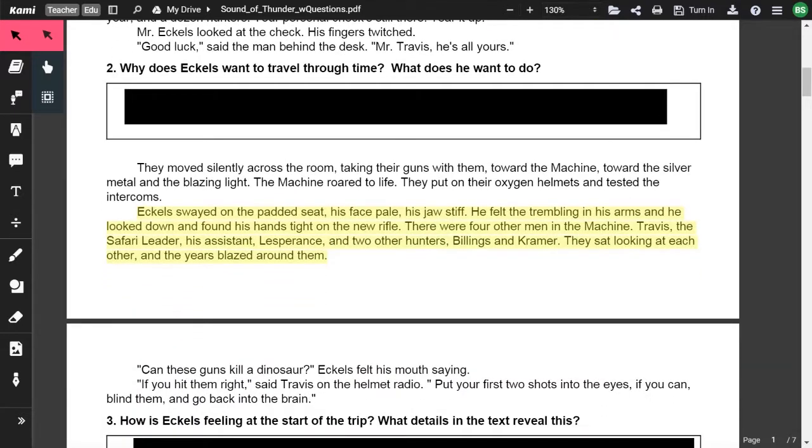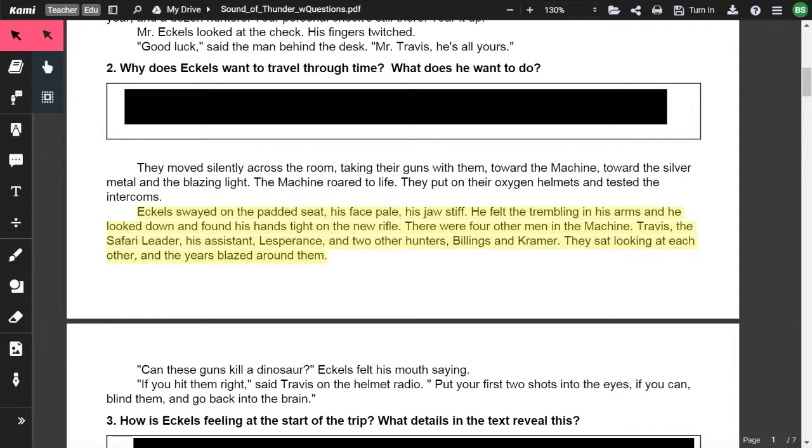They moved silently across the room, taking their guns with them toward the machine, towards the silver metal and the blazing light. The machine roared to life. They put on their oxygen helmets and tested their intercoms. Eccles swayed on the padded seat. His face was pale and his jaw was stiff. He felt his trembling arms look down, and he found his hands were gripped tightly around his new rifle.